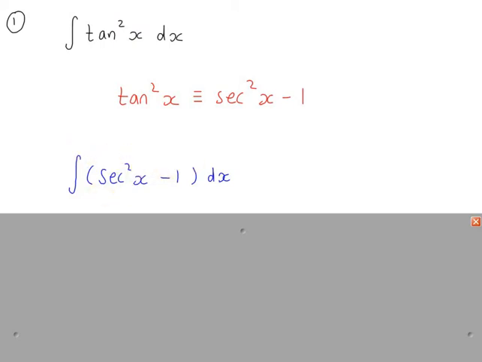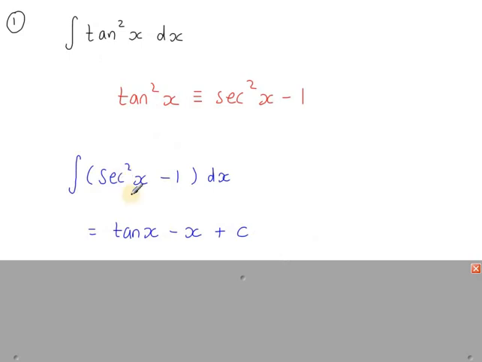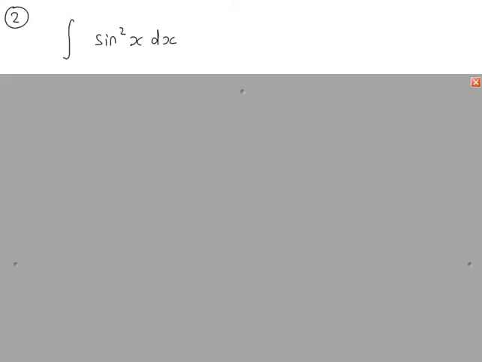So secant squared x is in the formula book, so we can integrate secant squared to get tan. So secant squared gives tan x, integrating minus 1 gives x, plus a constant of integration. Example 2, integrating sine squared x.